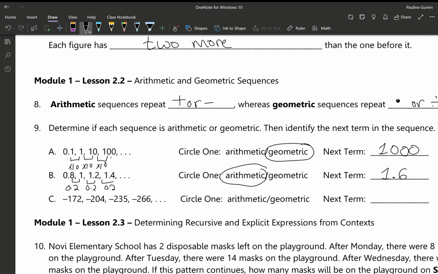Letter C. Negative 172, negative 204, negative 235, negative 266. The numbers here are getting smaller, but they're not getting small that fast. So I'm going to say these are arithmetic, that I'm going to be subtracting. Now, what am I subtracting? Well, let's see here. To get from negative 172 to negative 204, I believe I'd have to subtract 32.